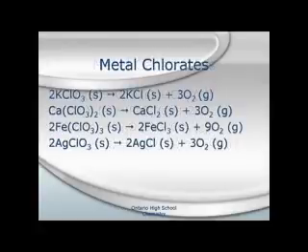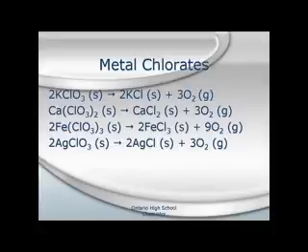Metal chlorates decompose to metal chlorides and oxygen. So here are 4 examples. We have solid potassium chlorate decomposing to potassium chloride, solid, and oxygen gas. Solid calcium chlorate decomposing to solid calcium chloride and oxygen gas. Solid iron 3 chlorate decomposing to solid iron 3 chloride and oxygen gas. And finally, solid silver chlorate decomposing to solid silver chloride and oxygen gas.